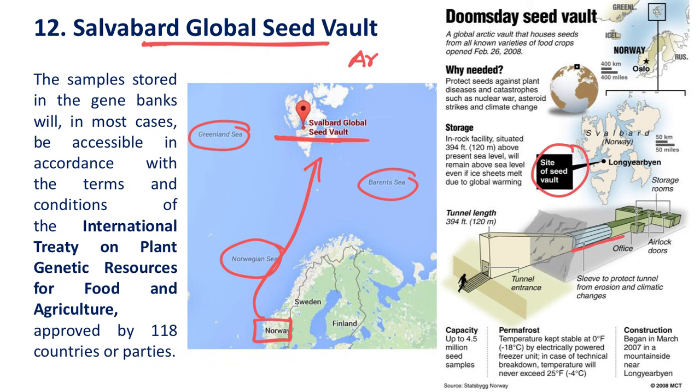This seed vault is located in Svalbard, Norway. This is the specific location. Longyearbyen is the specific location. It belongs to Norway. Why is this particular one important? In case of any catastrophe like nuclear war, asteroid strike, climate change, or loss of biodiversity, this seed vault will act as a doomsday seed vault.